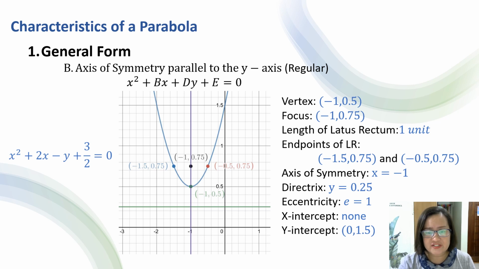Do you notice that this graph passes through the y-axis? And that is the point (0, 1.5). We say that the y-intercept of this graph is at (0, 1.5). Since this graph does not pass through the x-axis, we say that there is no x-intercept.